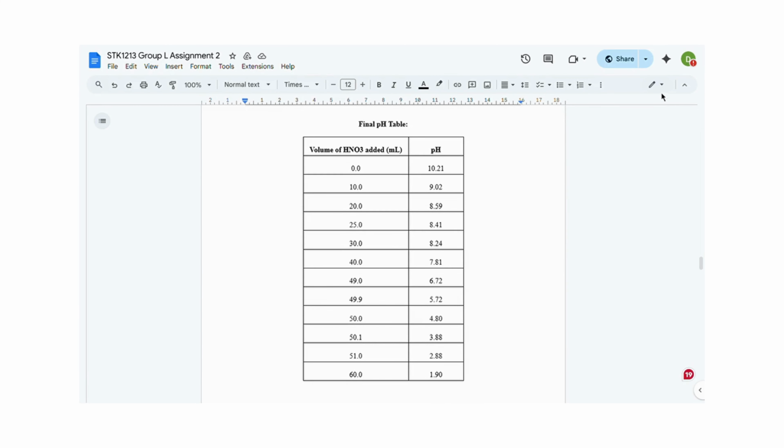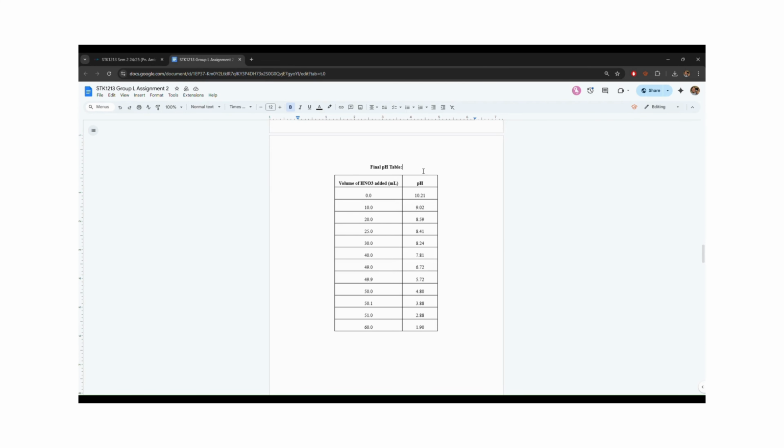Okay, that's all. After calculating all the listed acid volumes, we can make the final pH table, where for no acid, the pH is 10.21, 10 is 9.02, 20 is 8.59, 25 is 8.41, 30 is 8.24, 40 is 7.81, 49 is 6.72, 49.9 is 5.72, 50 is 4.80, 50.1 is 3.88, 51 is 2.88, and finally 60 is 1.90.